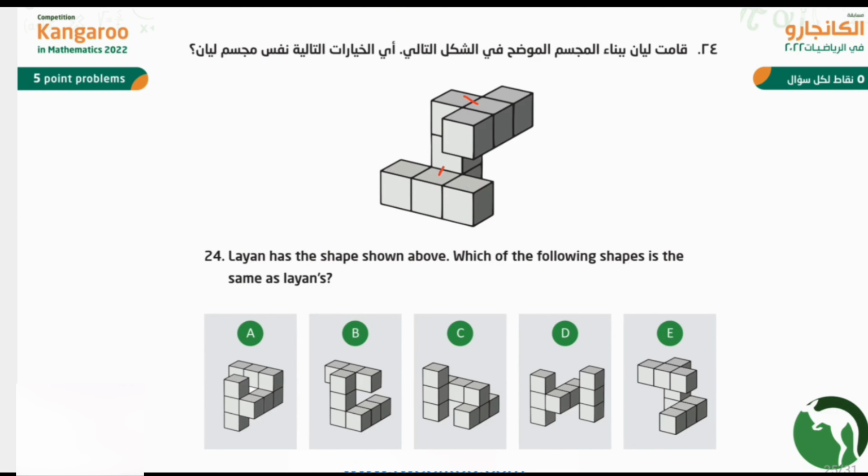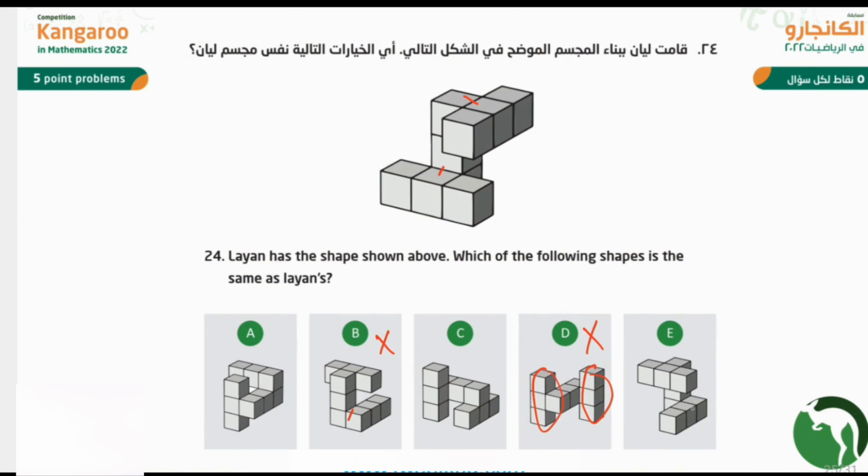So we don't have, for example, two columns connected from the sides. If you look here, we can remove this one because it is not connected from the middle, so B is not correct. And also we can remove D, because in D we have two parallel columns, and we don't have two parallel columns in our shape, so this one is not correct.